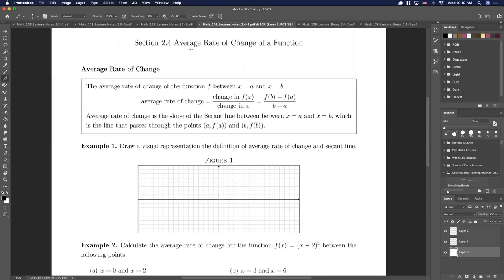So we're going to do average rate of change. This is huge, because that's what a derivative is. It's the instantaneous rate of change. And so we'll get you ready for that if we can do average rates of change.